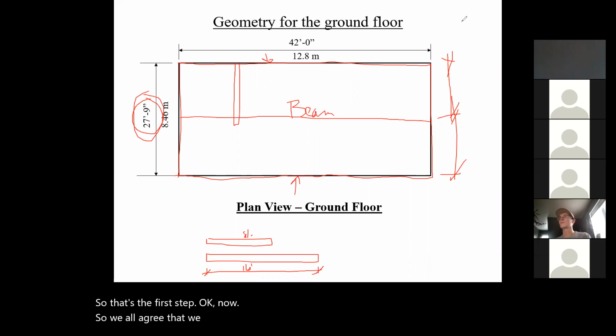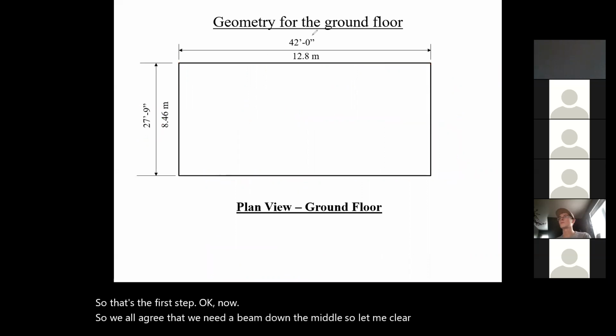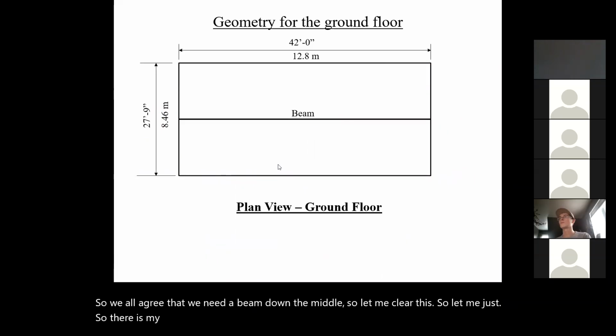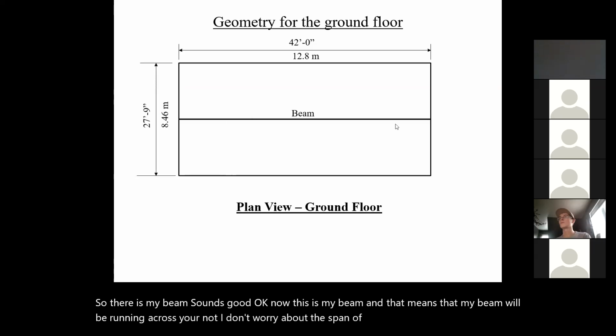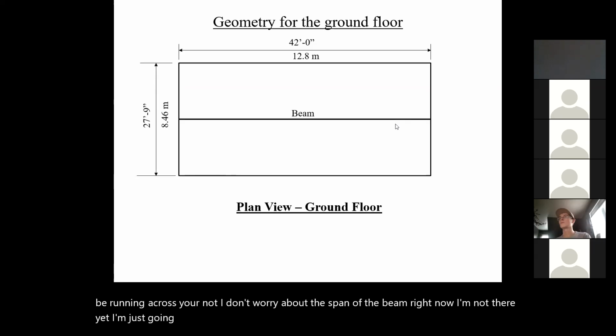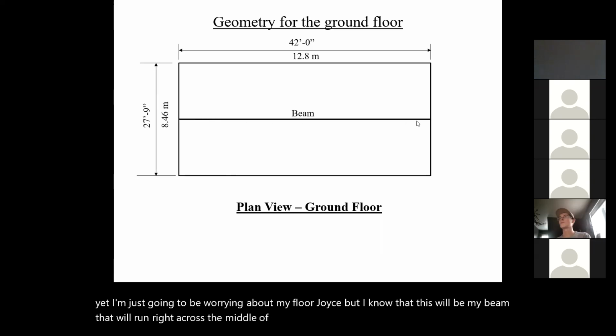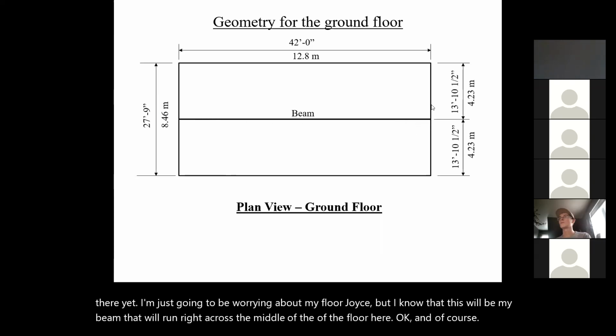So let me clear this. So there's my beam. Sounds good. Now, this is my beam, and that means that my beam will be running across here. Now, I don't worry about the span of the beam right now. I'm not there yet. I'm just going to be worrying about my floor joists. But I know that this will be my beam that will run right across the middle of the floor here. And of course, I will be putting it right down the middle.